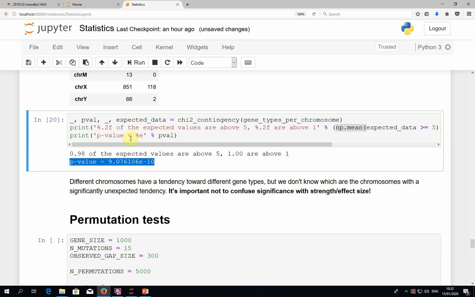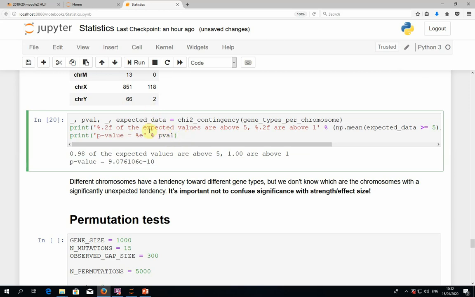So we can conclude that different chromosomes do have a tendency towards different gene types, but we don't know which are the chromosomes with significantly unexpected tendency. So that's the limitation of the chi-square test, that we don't end up getting a very concrete answer. And also, it's very important not to confuse significance with strength or effect size. And that's a very, very common mistake.